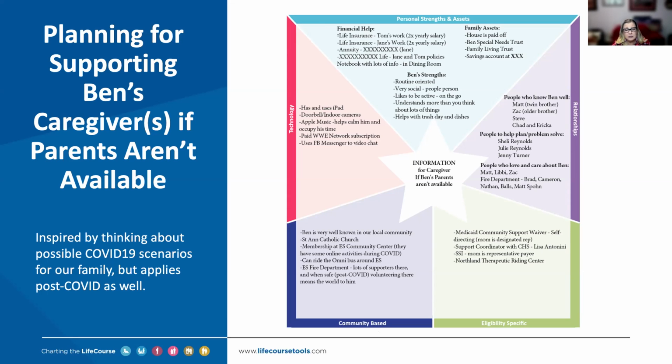What are the eligibility supports he can access? Where are the places he likes to go in the community where he's known and that people know him? How does he use technology? And so that's just an example of how you can use the star in many different ways, but that's just one example.